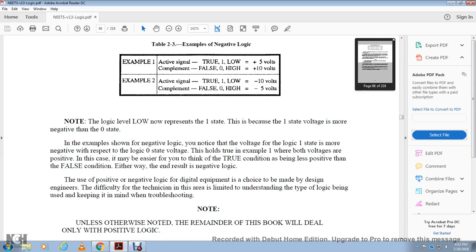The example shows that with negative logic, the voltage for the logic 1 state is more negative than the logic 0 state. Here is also an example where both voltages are positive. In this case, it may be easier to think of the true condition as being less positive than the false condition, which is the end result of negative logic. The choice between positive and negative logic in digital equipment is made by the design engineer, but you should keep the type of logic in mind when troubleshooting.